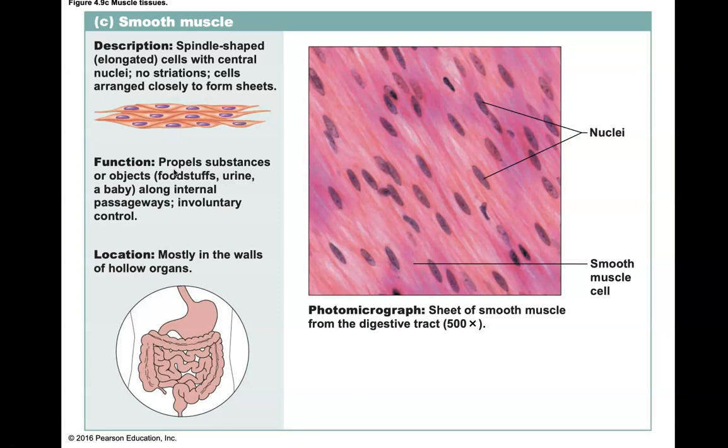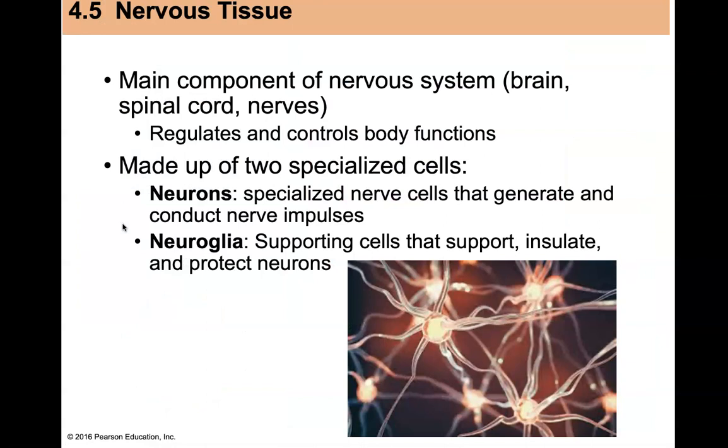So thank goodness, again, that smooth muscle is under involuntary control and we don't have to think about that. It just does it for us, okay? So we'll also find it in places like the bladder as well. So that's your smooth muscle.